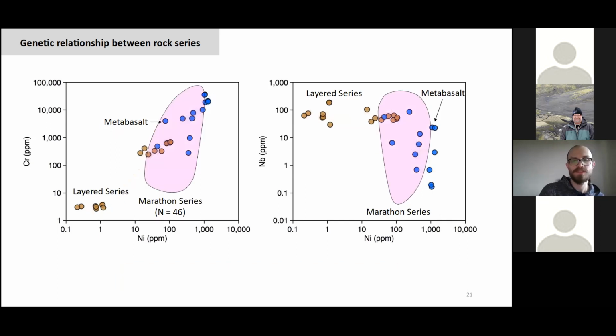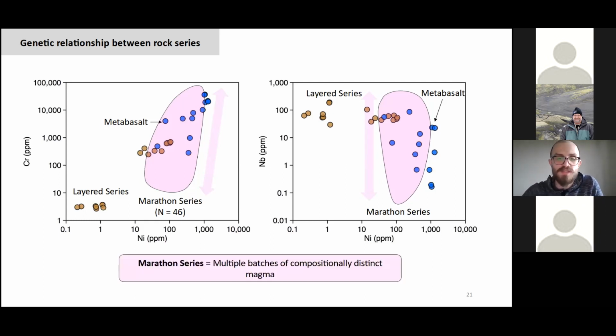Now, moving on to the marathon series, we can see that oxides here are compositionally intermediate to the metabasalts and the layered series, in that they have a very small variation in nickel content, but a very large variation in both chromium and niobium content. Now, because chromium and niobium behave geochemically differently with respect to compatibility into iron titanium oxides, then these systematic variations cannot be explained simply by the fractionation of a single batch of magma, but suggest that this rock series actually crystallized from multiple batches of compositionally distinct melts.